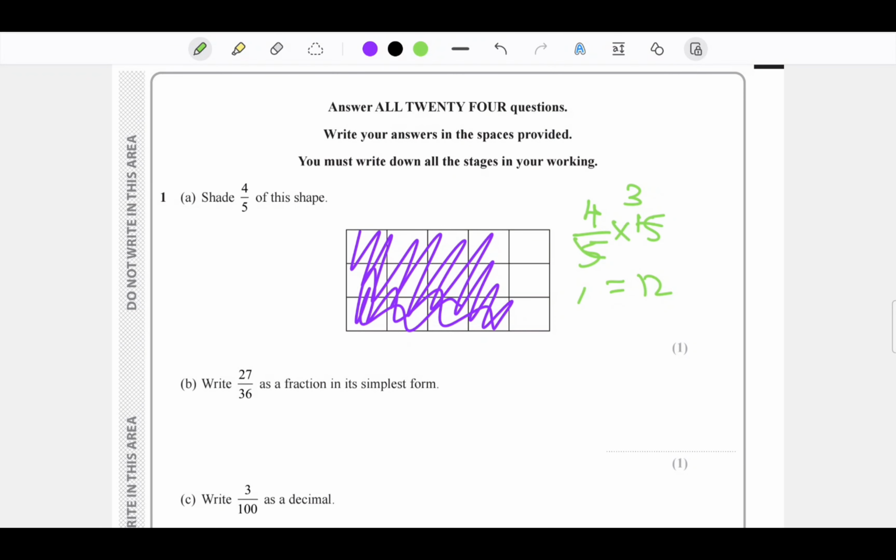Write 27 out of 36 as a fraction in its simplest form. So now the fraction of 27 out of 36 is easy. It's because we know that 27 and 36 both can be divided by 9. When you do so, we will get an answer of 3 out of 4.